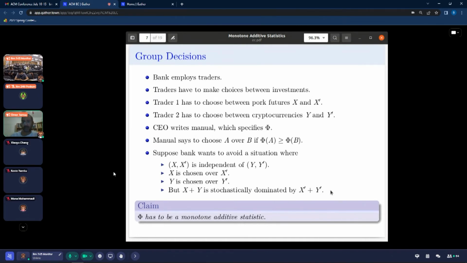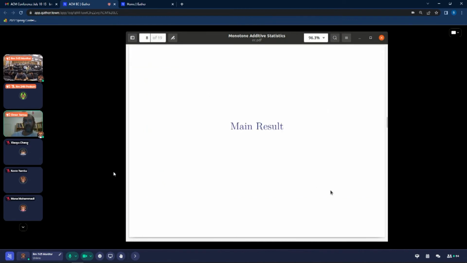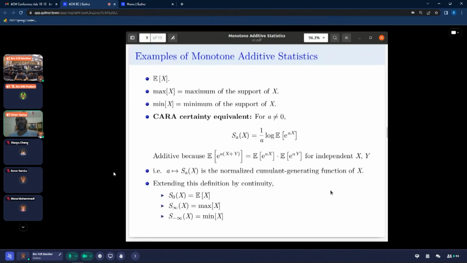Okay, so this was motivation. And now let me tell you the result. So before the result, let me give you some examples of monotone additive statistics. One that I already talked about is the expectation. The other one is the maximum of X. But what I mean by that is the maximum of the support of X. So these are bounded random variables. If I look at the highest possible value that X can take, this is a statistic, and this is going to be monotone and additive.